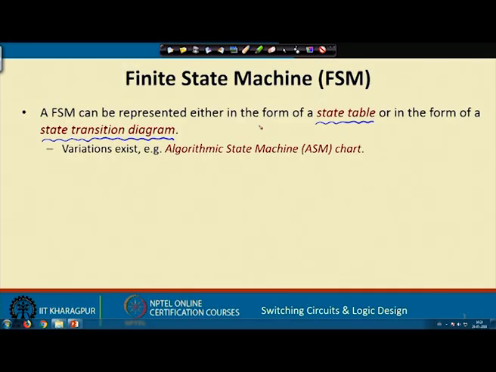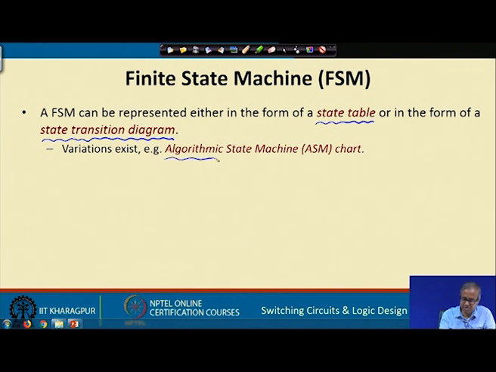Okay. There are some other ways also to represent finite state machines, particularly more complex ones. One of them is algorithmic state machine or ASM. This we shall be discussing briefly later. But right now, we shall not be considering this ASM chart in this discussion. We shall be talking about the state tables and state transition diagrams.